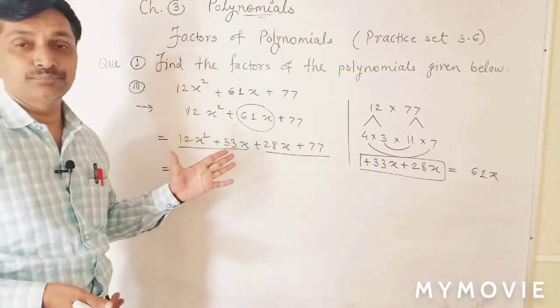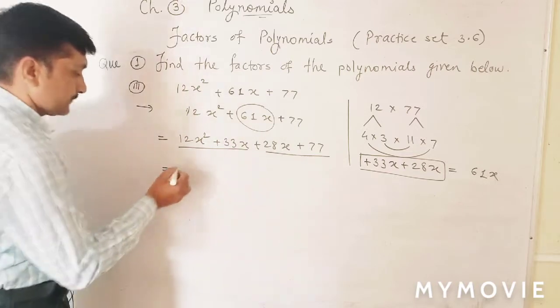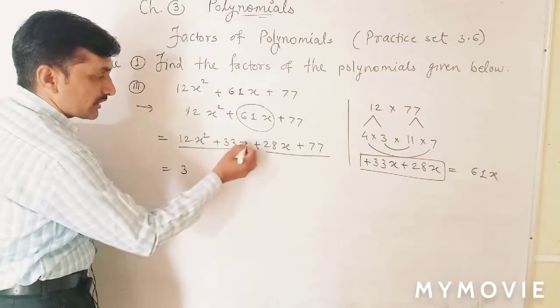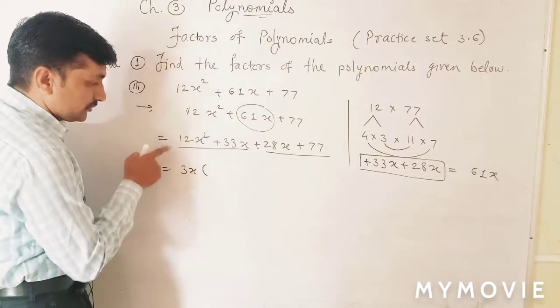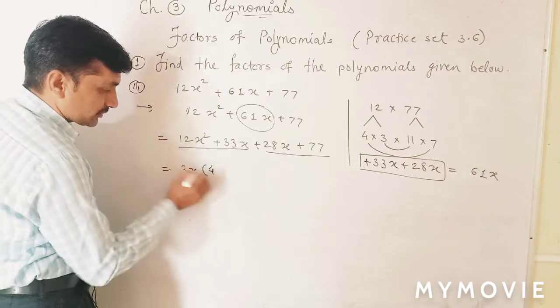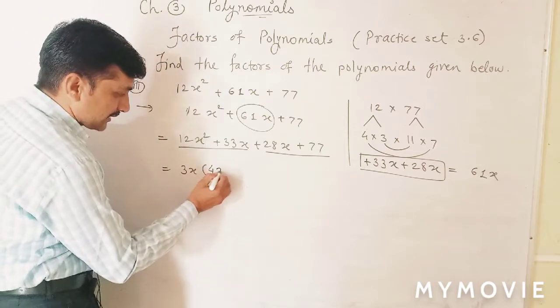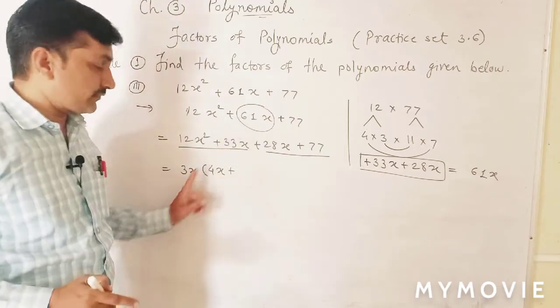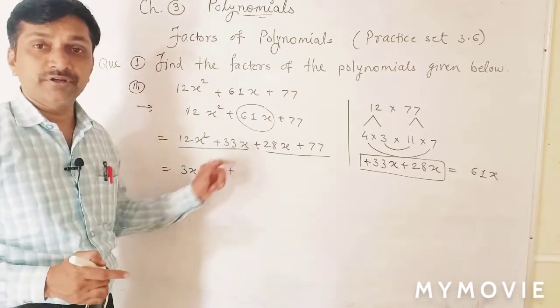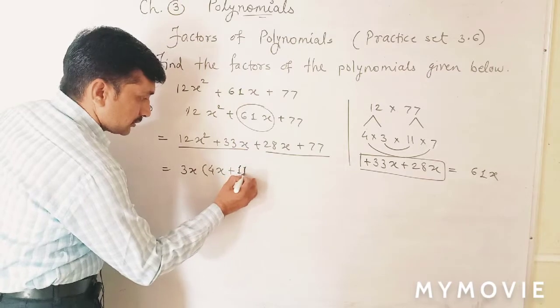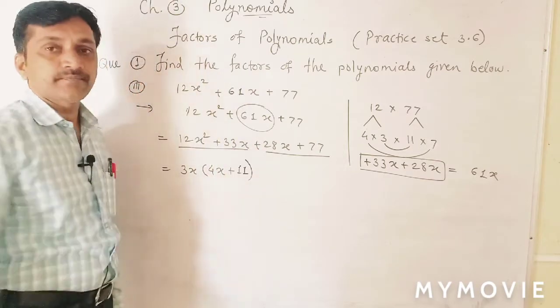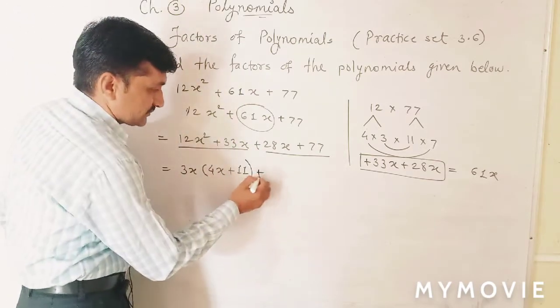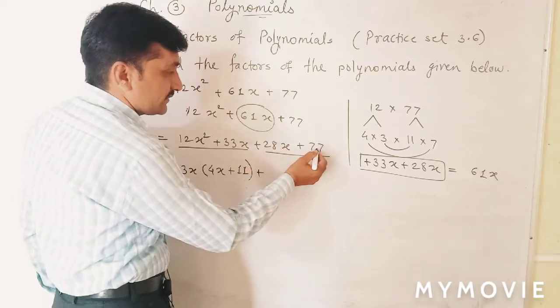What is common in both? 3 is common. 3 from x square and x common. If we take 3 common here, 4 is there, uncommon. From x square, x is uncommon. Plus, from 33 divided by 3 we get uncommon. 33 divided by 3, 11. X is common, bracket close, plus now 28 and 77.